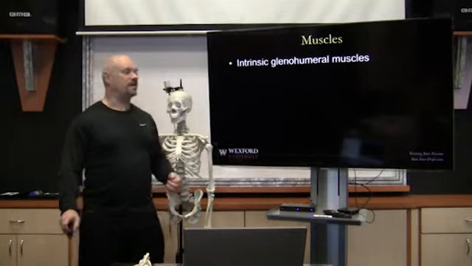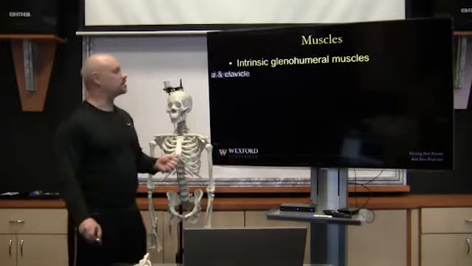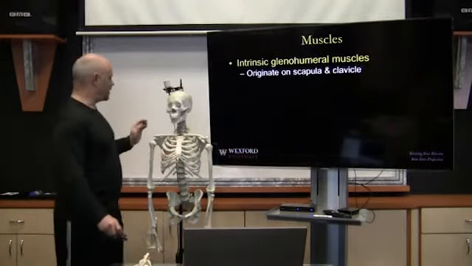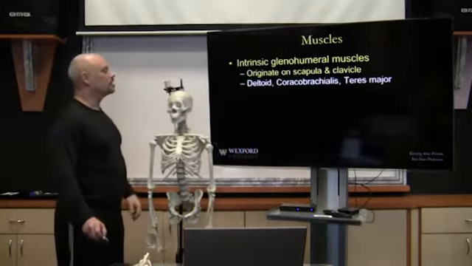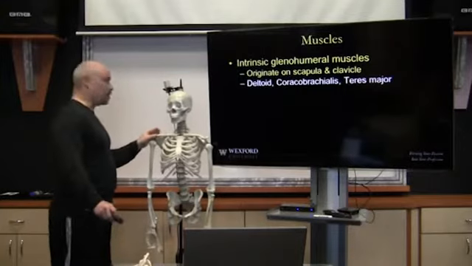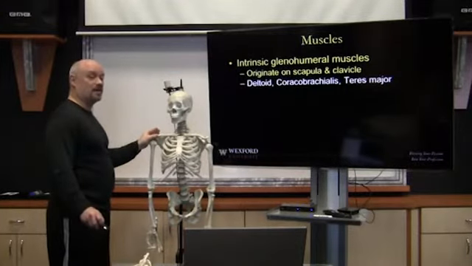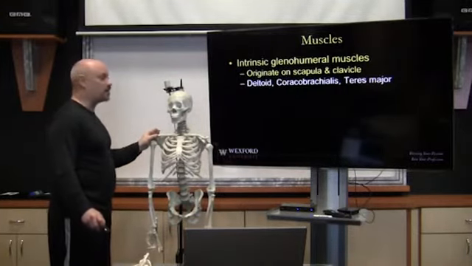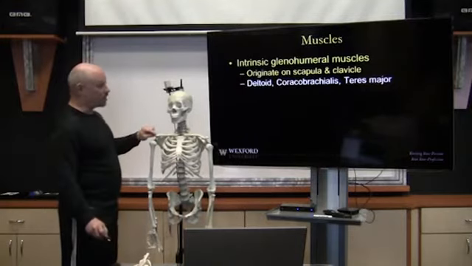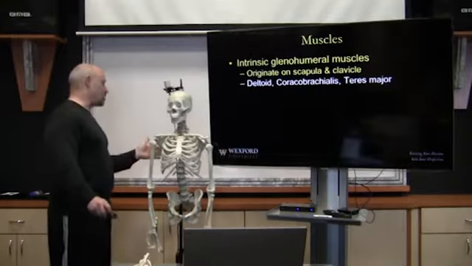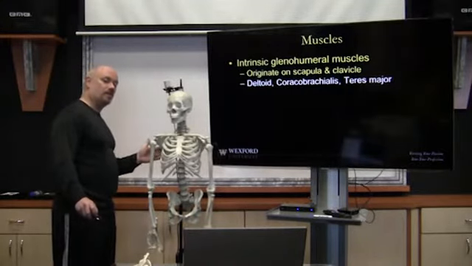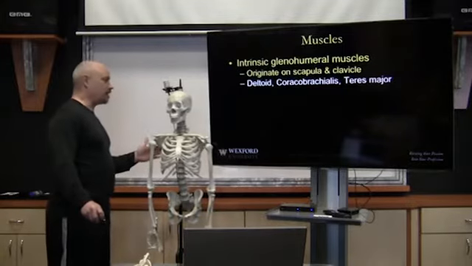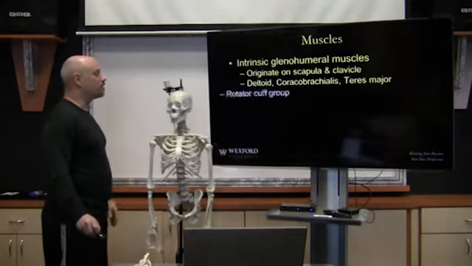Now let's look at the intrinsic glenohumeral muscles. They originate on the scapula and on the clavicle. This would be the deltoid muscle. Remember, there are three parts of the deltoid: the anterior, medial, and posterior. The coracobrachialis is attached to the coracoid process, and the teres major is attached to the lateral border of the scapula and attaches on the arm.